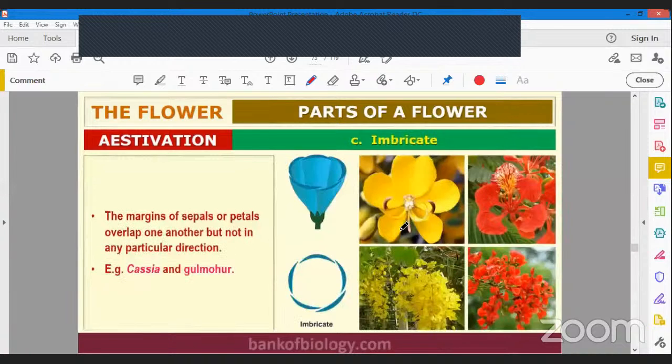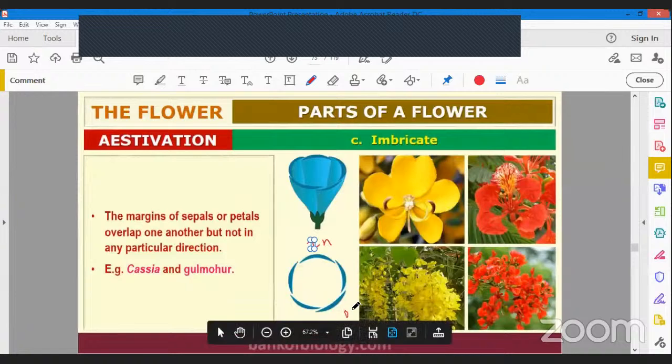Done. So now we go to the next one, imbricate. Here the margin of sepals or petals overlap with one another, but not in a particular direction. So what is happening? One is completely inside, one is out, the rest are twisted. The rest are twisted. So remember this, students, this is important.